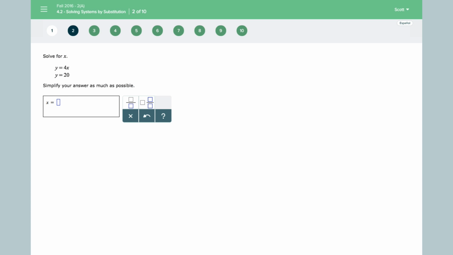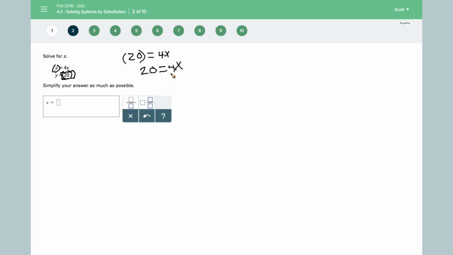Right here, instead of x, we're told that y is 20. So I'm going to replace y with 20. Whatever it says y is, this whole piece here, you just replace it. So I have 20 equals 4x. Always put it in parentheses, even if you don't think you need them, just in case. And here I don't need them. There's nothing to distribute, so I'll have 20 equals 4x.